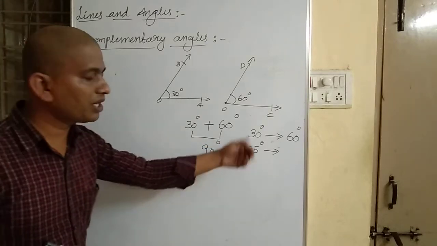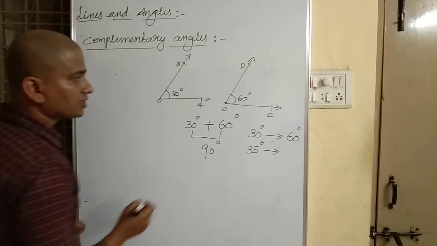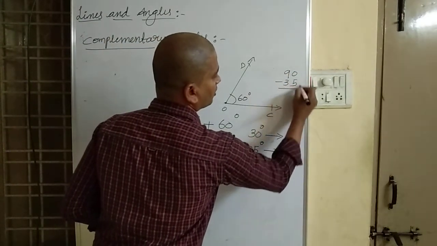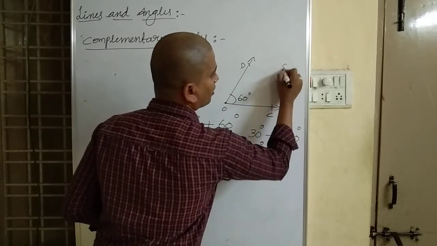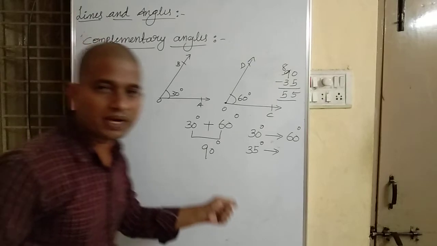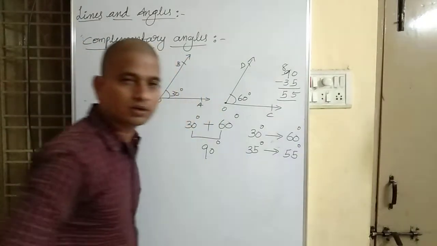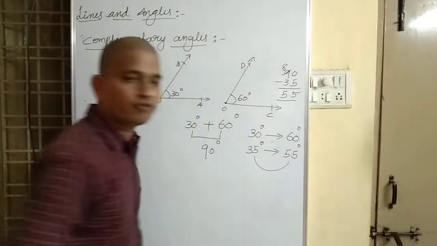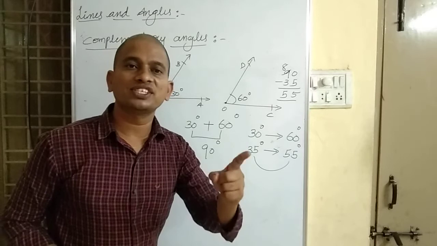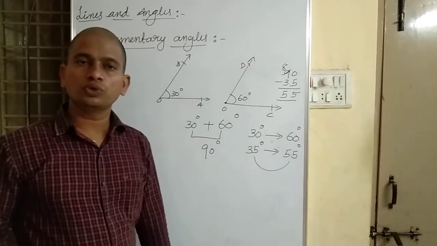But suppose, what is the complementary angle of 35 degrees? How to find the complementary angle of 35? From 90 we have to subtract 35. 10 minus 5 is 5, 8 minus 3 is 5. So the complementary angle of 35 is 55. 35 degrees and 55 degrees, both angles are complementary angles to each other.